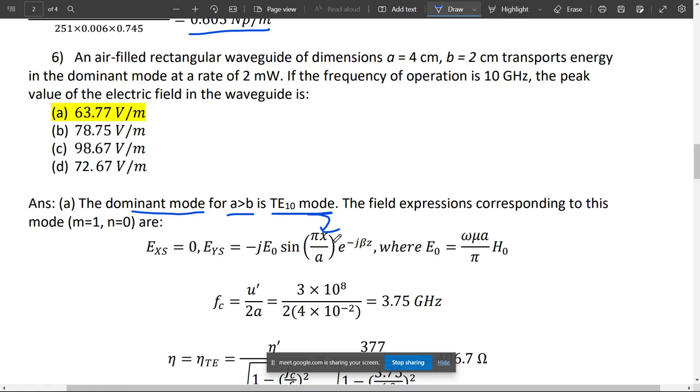Now once you found out that the dominant mode will be TE10 mode, then we can use all the formulas for TE10 and find out the field expressions and everything, right? So the dominant mode, since A is greater than B, will be TE10, and the field expressions corresponding to m is equal to 1 and n is equal to 0 will be: electric field in X direction will be 0, right? Electric field in Y direction will be minus j E0 sine(pi x by a) e to the power minus j beta z. Do you have any doubt here? This is formula based.